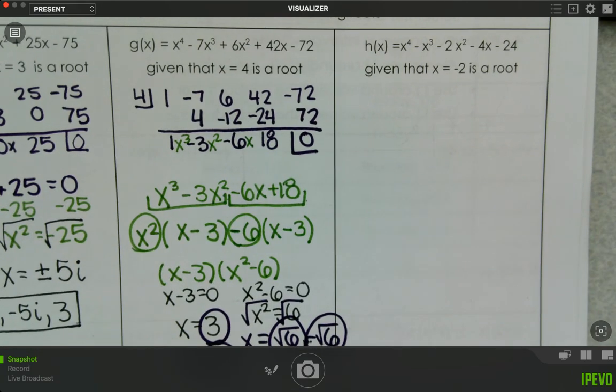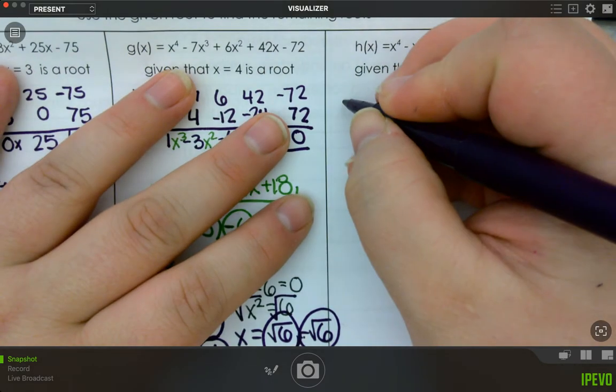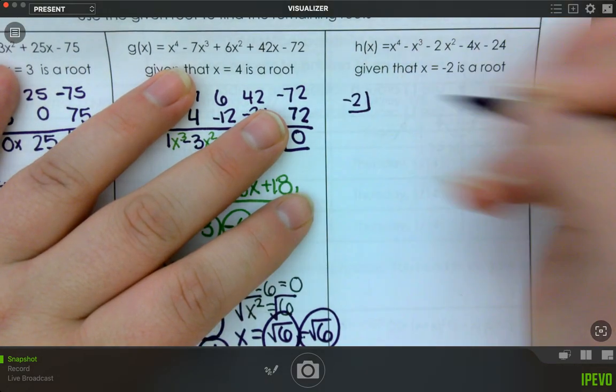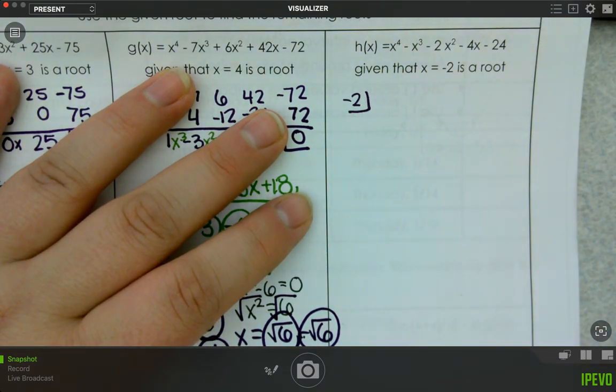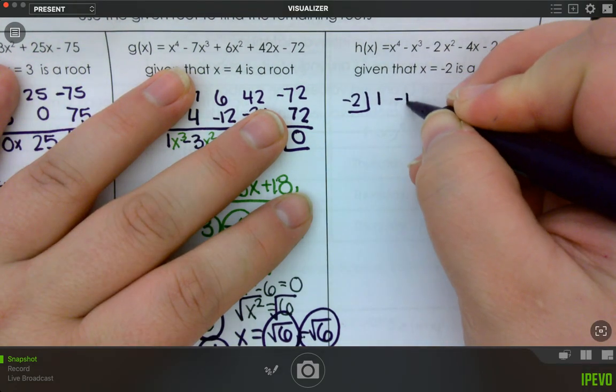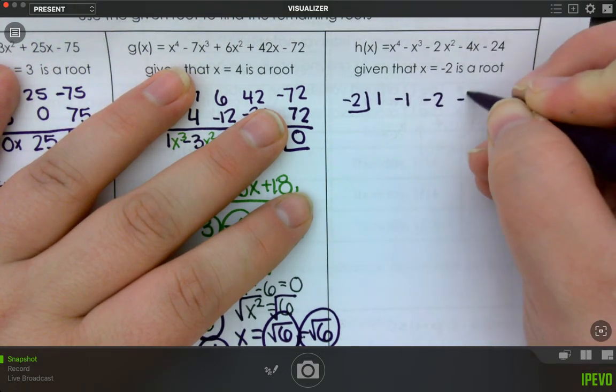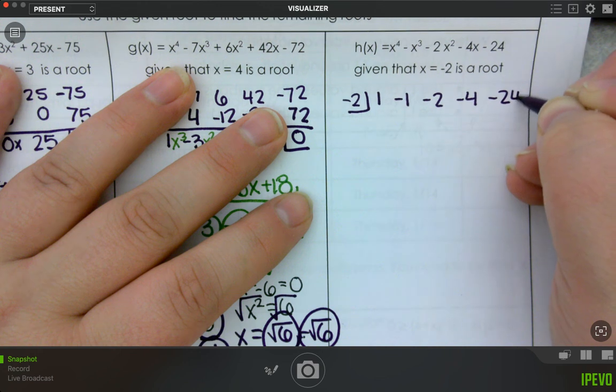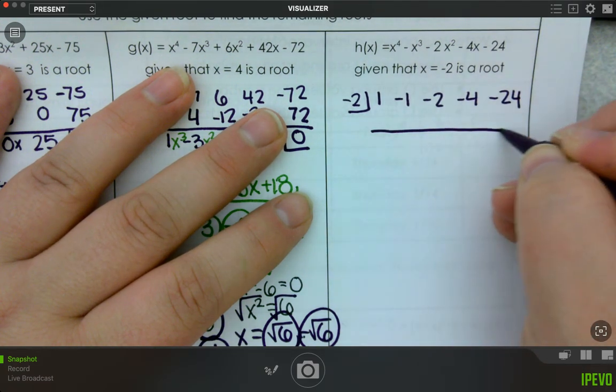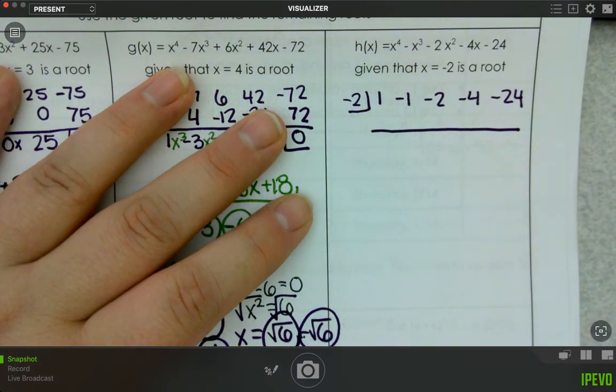All right, over here on the right, we are given -2 is our root. So put that in the box, and I'm going to go through this one a little bit faster. 1, -1, -2, -4, -24. Make sure you get all your numbers. Don't miss a negative like me.